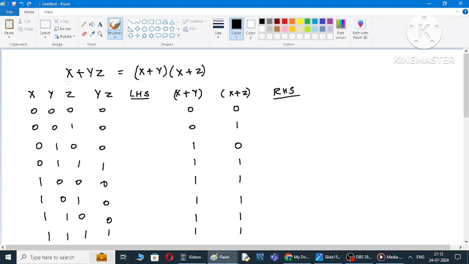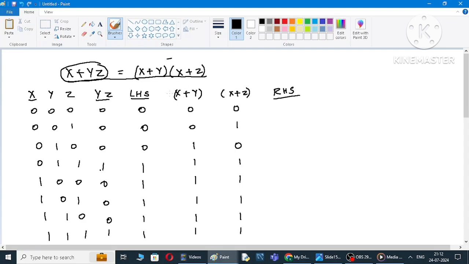So, to prove the distributive law, x plus yz equal to x plus y into x plus z, you need three variables because it involves x, y, z. So, x, y, z, you have 8 input combinations. First, find y, z. Y into z is 0 into 0, 0, 0. Here 2 1s, so 1. Here there are 2 1s, so output is 1. Now, what is LHS? X plus yz, that is x plus yz. So, you will get 0, 0, 0, and wherever you have a 1, the answer will be a 1. So, this is LHS.